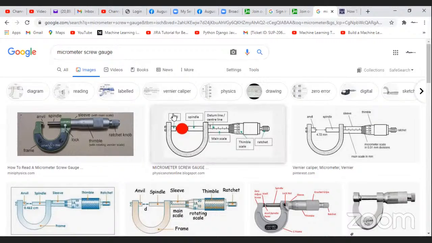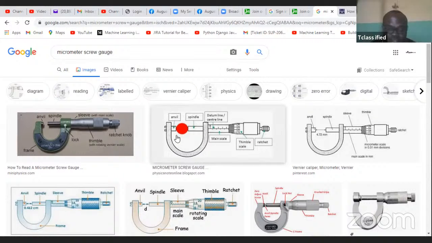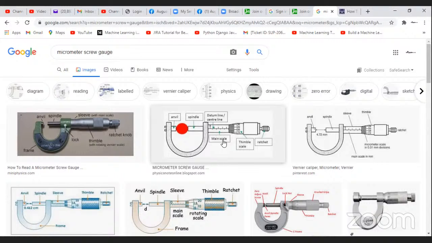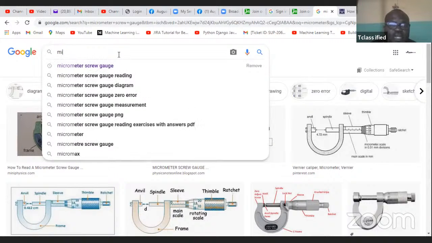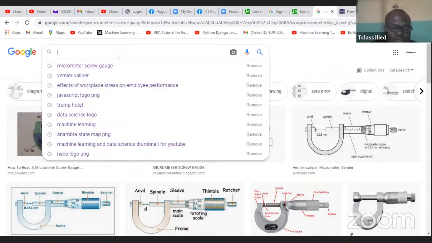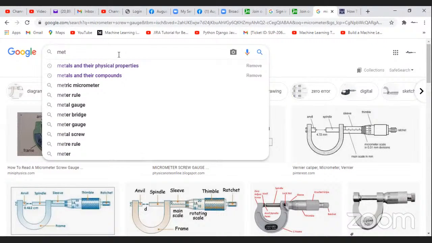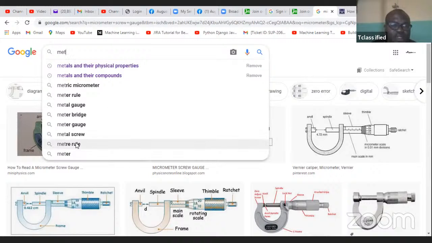Yes. Very importantly, you need to take note that this is the anvil, whereas this other one is the spindle. In between the anvil and the spindle is where you put the very quantity that you want to measure. Is that clear? Yes, sir. So you can read out the main scale and the thimble scale, which I'm going to show you how to do. Okay, you've seen a vernier caliper and you've seen a micrometer screw gauge. Yes. Would you want to look at a meter rule?